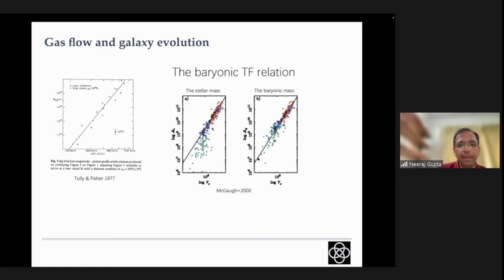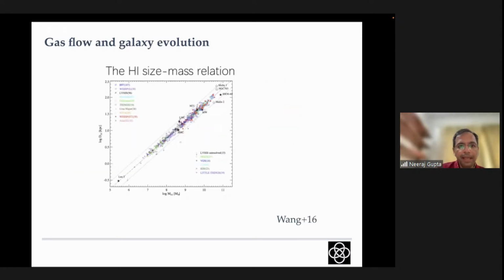So because these plots are made for the local galaxies, what happens as we go to different redshifts, and whether the properties of galaxies are different or not, is an active area of research.